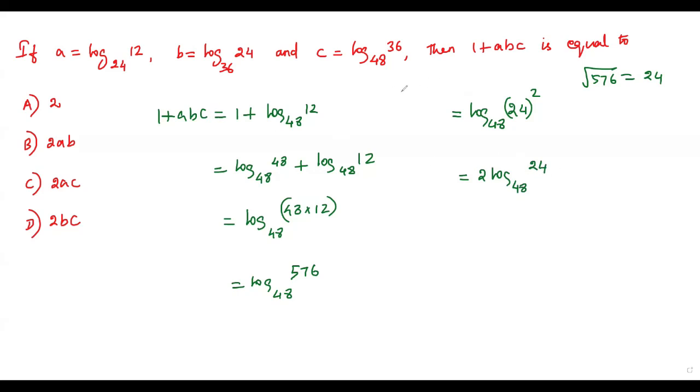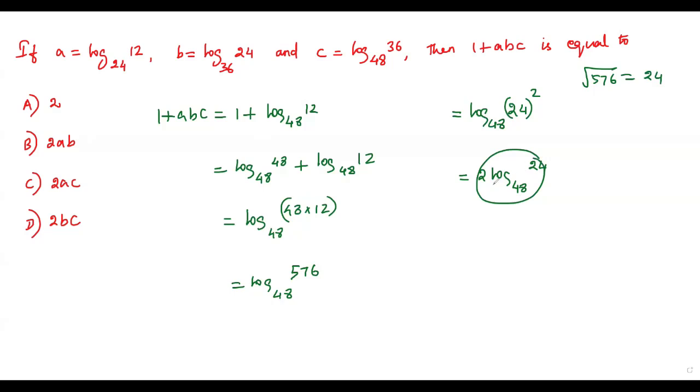Now I got the result of this expression 1 plus abc as a multiple of 2. But still the picture is not clear, because here we don't find logarithms in the given answer choices, but our result is in logarithm. That is 2 times log base 48 of 24. Now we have to check whether this can be equal to the expression in answer choice A. That is, this 2 times log base 48 of 24 can be equal to 2 in answer choice A.